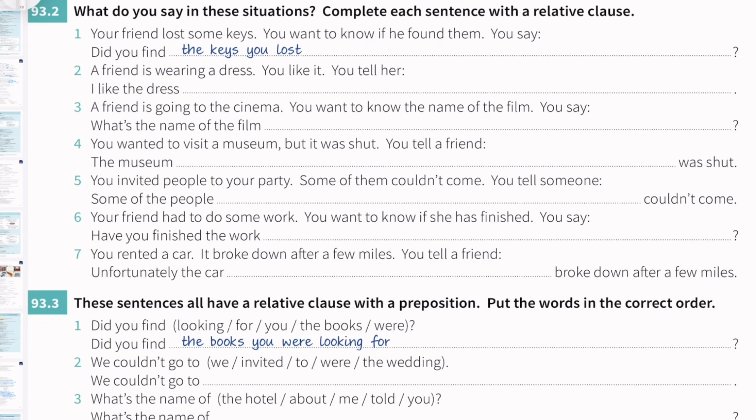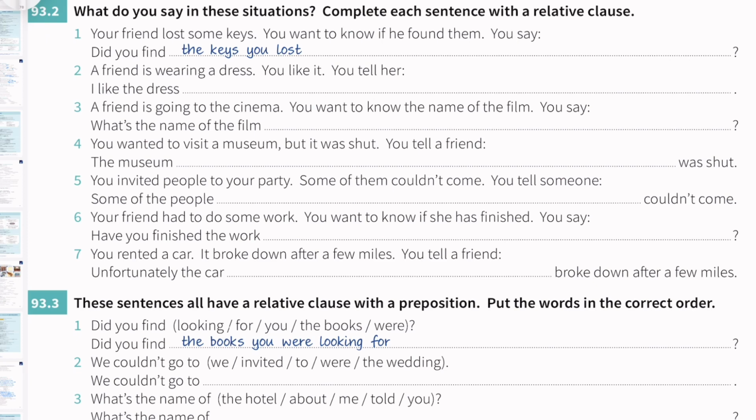Now let's do some exercises to make sure that we understand relative clauses with and without who, that, and which. Just to remind you a little bit, when who, that, which is the object, we can leave it out. Okay, so let's have a look at the question. What do you say in these situations? Complete each sentence with a relative clause. Your friend lost some keys. You want to know if he found them. You say, did you find the keys you lost?